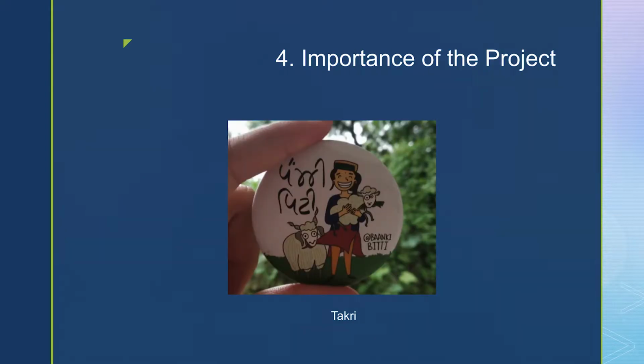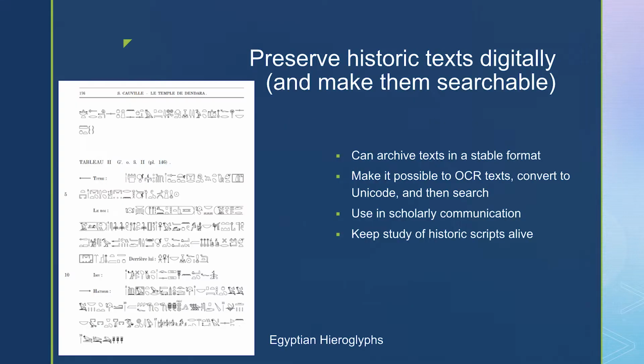I wanted to highlight what I see as the importance of the project to encode scripts. For historic scripts, text can be archived in a stable format. This can provide assurance that the materials will be able to survive, even in the case of natural disaster or human destruction. Depending upon the script, text can be OCR'd and made searchable.